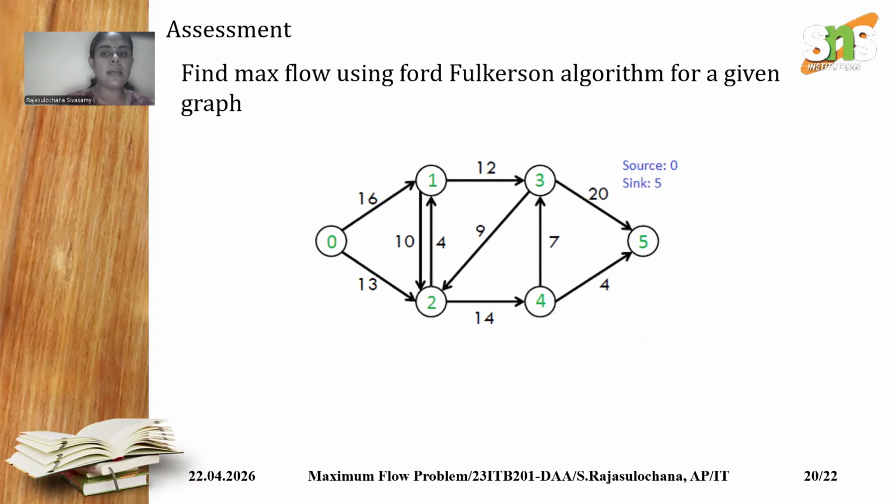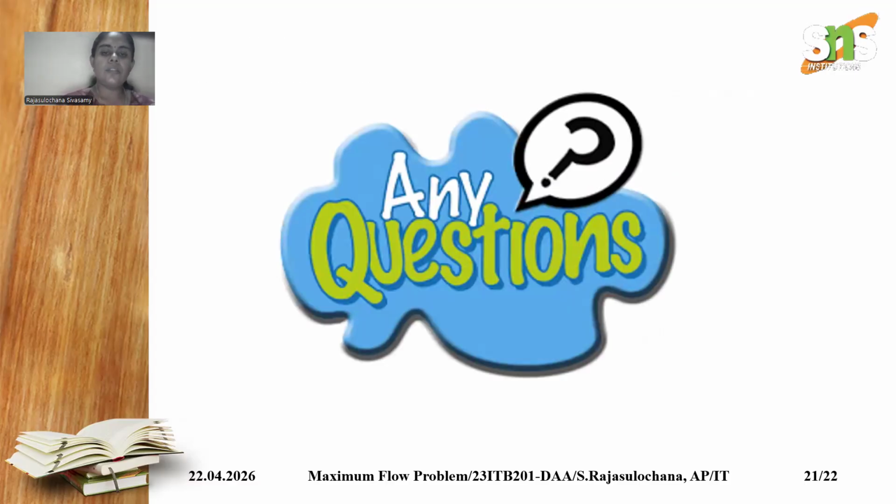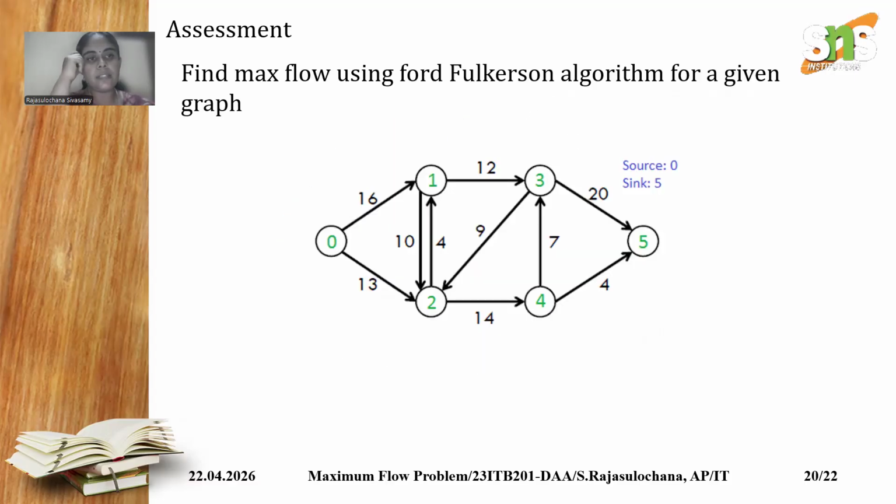So here is one example for you to solve. For this particular flow network, you want to find the maximum flow from source vertex 0 to the target or sink vertex 5. I suppose the maximum flow for this particular graph would be 23. Please solve this problem and check your answer.